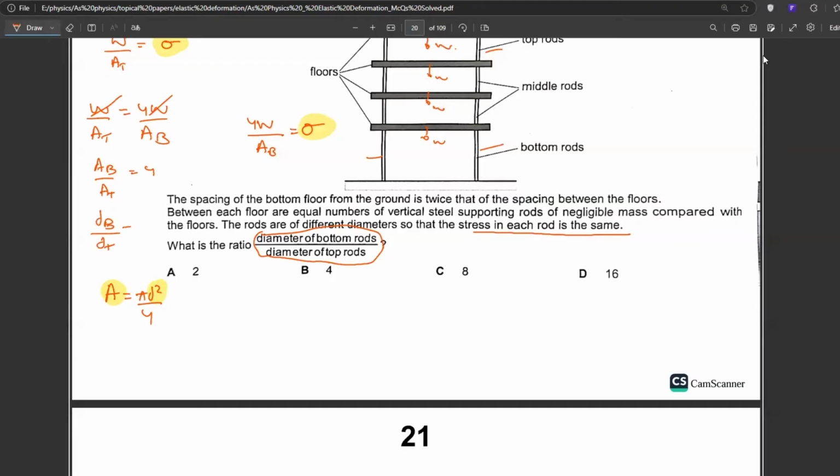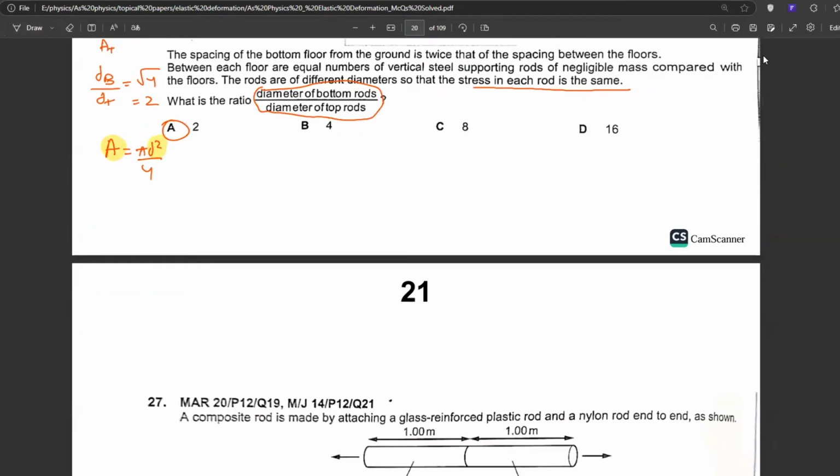Diameter B over diameter T is equal to under root 4. That is equal to 2A, which is your answer. Let's further move ahead. Let's see this.